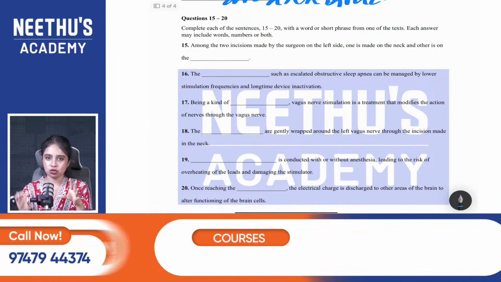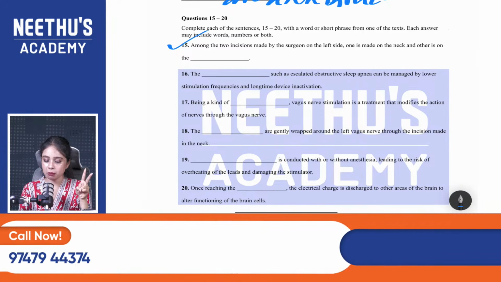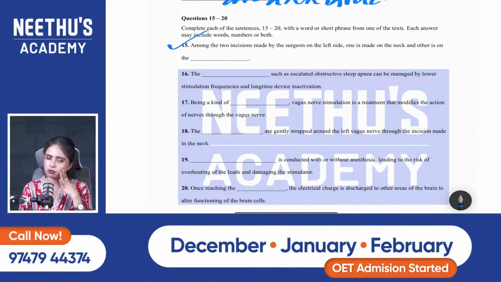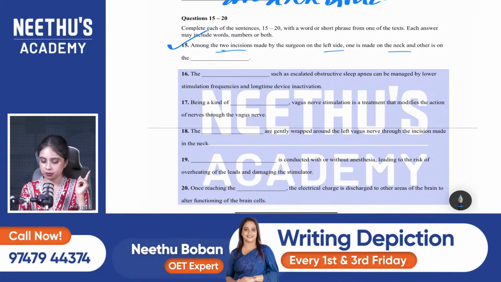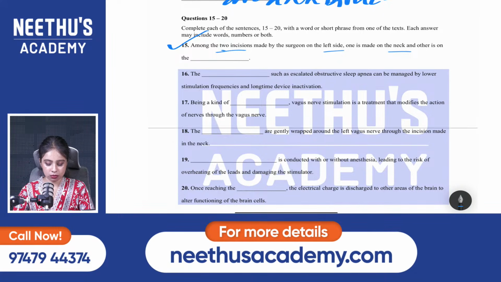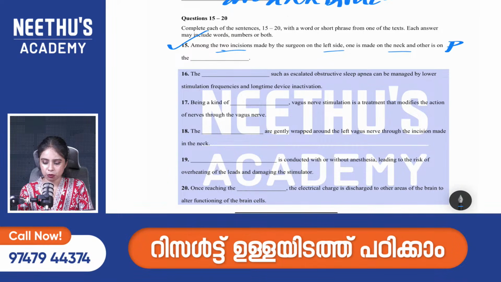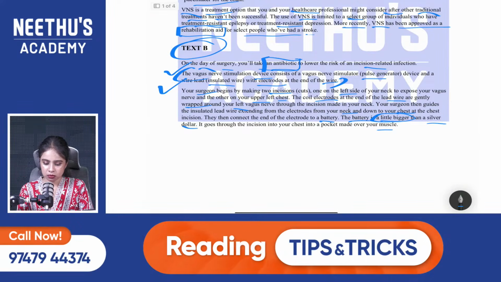Then coming to the last set of questions, which is fill in the blanks. 15. Among the two incisions made by the surgeon on the left side, one is made on the neck and the other is on the dash. What is the missing word here? Two incisions, then left side, neck. Where is it mentioned? It is the step-by-step procedure, so the answer will be in text B. I think it's from here.